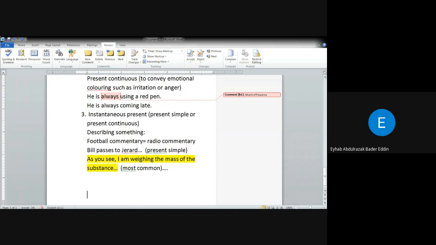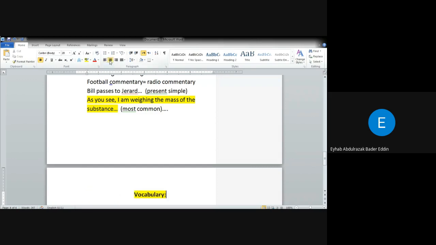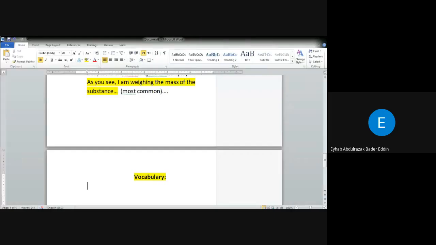Now we'll move to talk about vocabulary. This is part 2. Vocabulary. Last time we started talking about some relationships among words. We started with polysemy, synonymy, and collocations, and we talked about dictionaries, right?